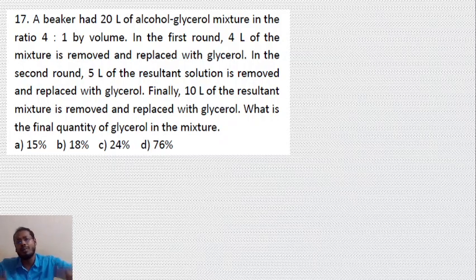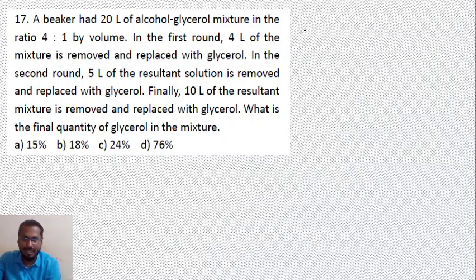This is one more step. That means if the same quantity was removed and done again and again, we can use the iteration formula. But here it was different: 4 liters, then 5 liters, then 10 liters. So how to solve this? First, I want the final solution. Look at this, first the final solution.